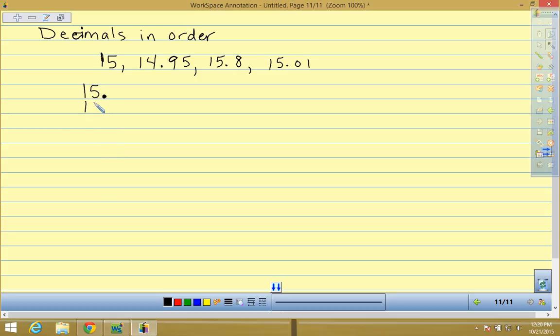Okay, then we're going to write this 14 and 95 hundredths. Underneath that, 15 and 8 tenths. And the last one, 15 and 1 hundredth. Now, what is the most amount of place value spots that I go out to the right? Topeka? 2. So I'm going to put zeros on my numbers that don't go out that far to make it all even.